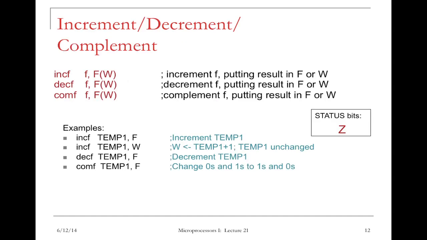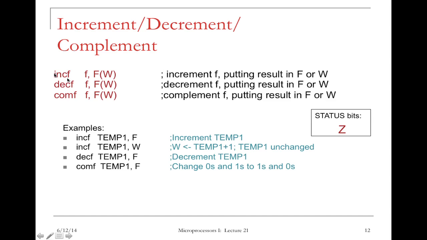Three new instructions: increment, decrement, and complement. All of them take a similar format: the opcode, the register, comma, and then F or W. You choose either one.